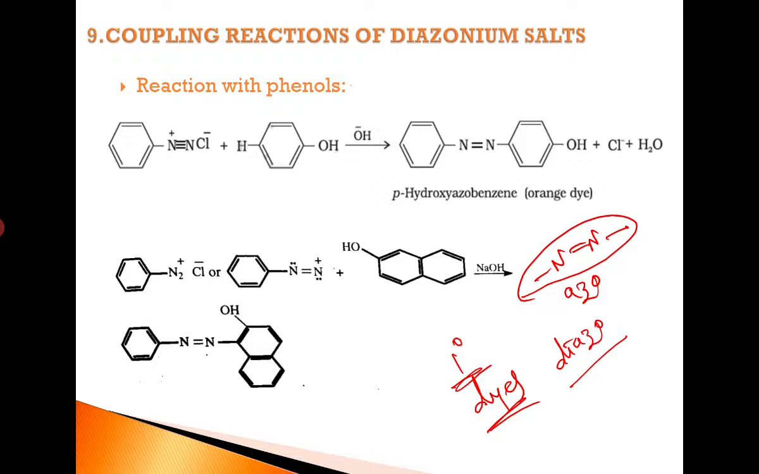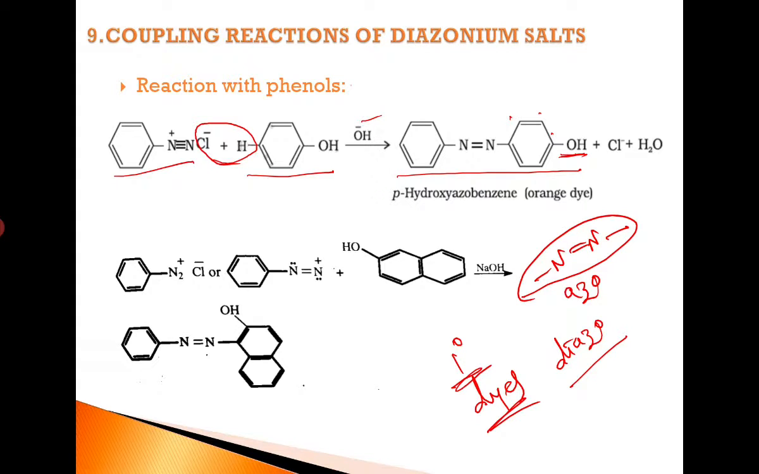Let us see one example. Benzene diazonium chloride on reaction with phenol, here HCl is lost, in the presence of alkaline medium, gives para hydroxy azobenzene. If two benzene rings are attached by N double bond N, that is called azobenzene, and in this azobenzene we have one OH group at the para position, therefore it is para hydroxy azobenzene. This is bright orange in color. This is used as a dye in the textile industry.